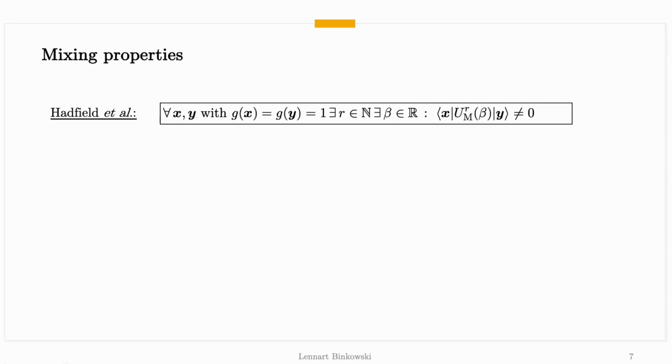Together with their generalization of the QAOA, Hadfield et al. also discussed mixing properties, so desired properties that the mixer U of beta should have in order to translate between feasible computational basis states. Namely, what they imposed was that for any pair of feasible bit strings x and y, there should be some power r and some parameter value beta, such that when applying the r-th power of U of beta to the ket y, there is a non-zero overlap with the computational basis state x.